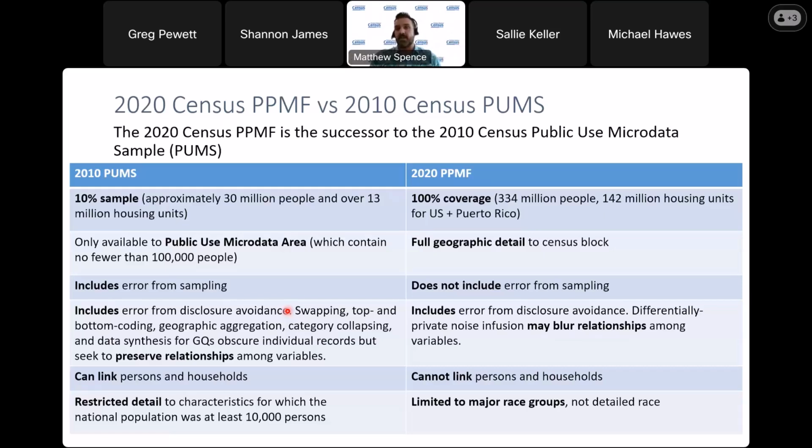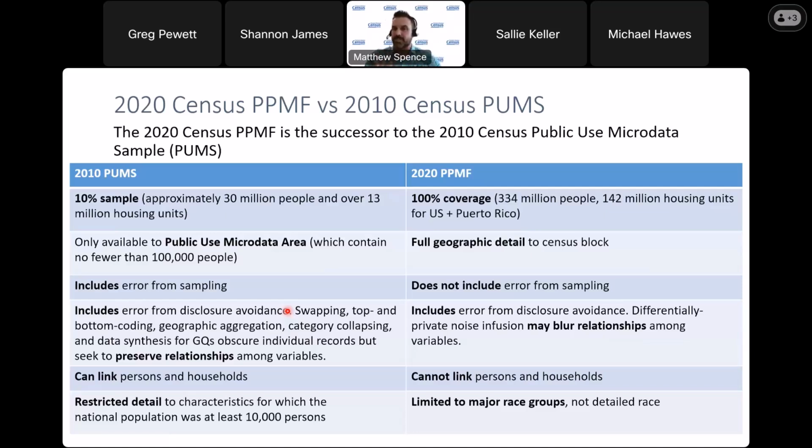But the 2010 data are not without error. There was a lot of swapping, and there was also, as we say, top and bottom coding, aggregation, collapsing of categories, and GQ data were fully synthetic. So a similar process to this top-down algorithm where you create synthetic individuals. And these parameters can't be released, the parameters for swapping, how much swapping there was, what kind of error to expect, because if we revealed that, that would compromise the integrity of the swapping. That would potentially compromise the confidentiality protections.